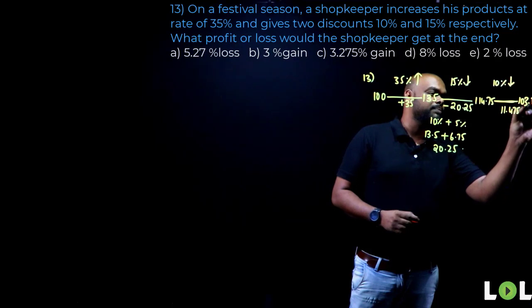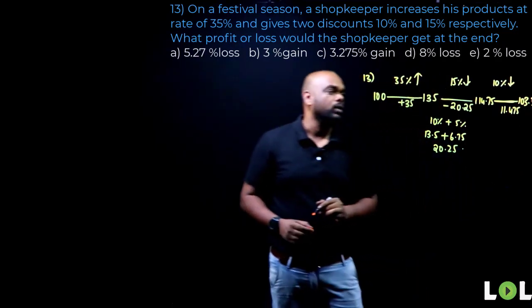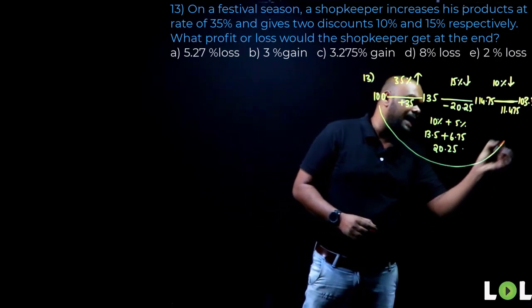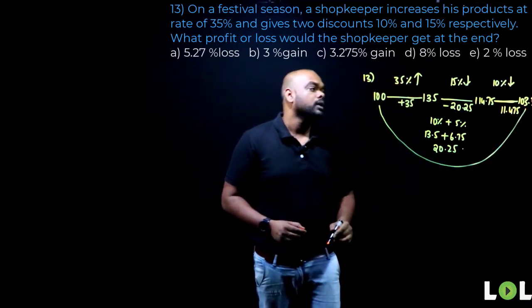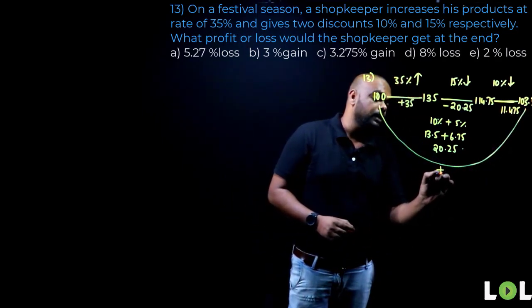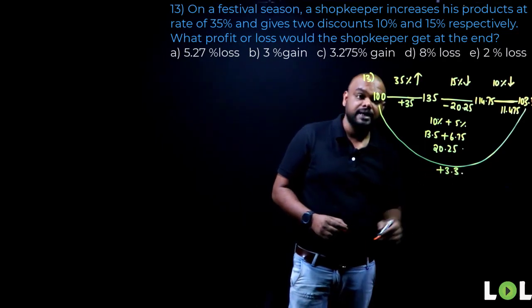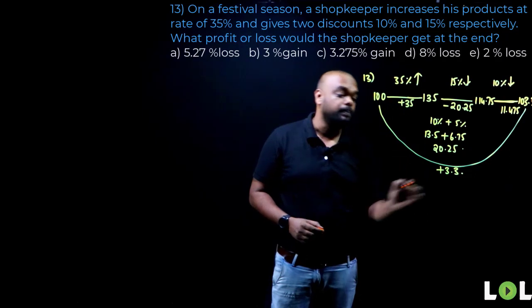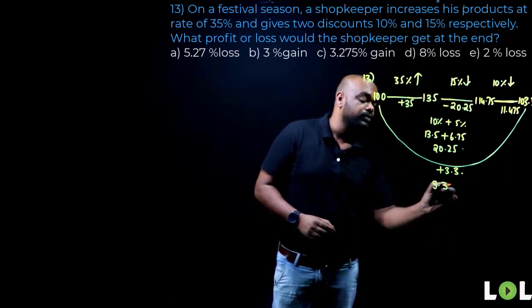103.75 means you'll get something 3 something. Okay, forget about the rest of the part. Now if you observe my number, it started at 100 and changed to 103.3, which means plus 3.3. So this is the profit. 3.3 out of 100 rupees profit means 3.3% profit.